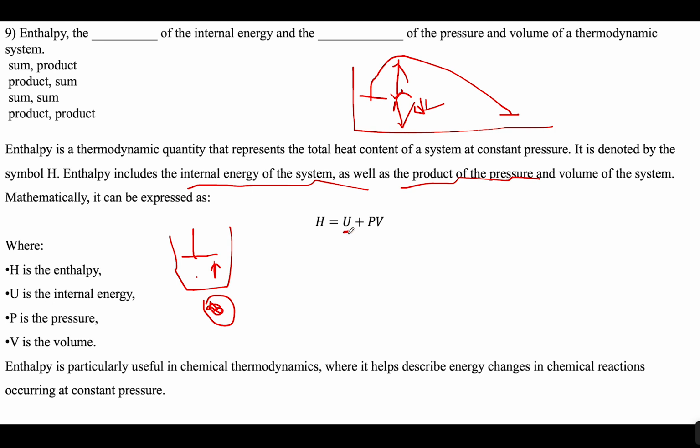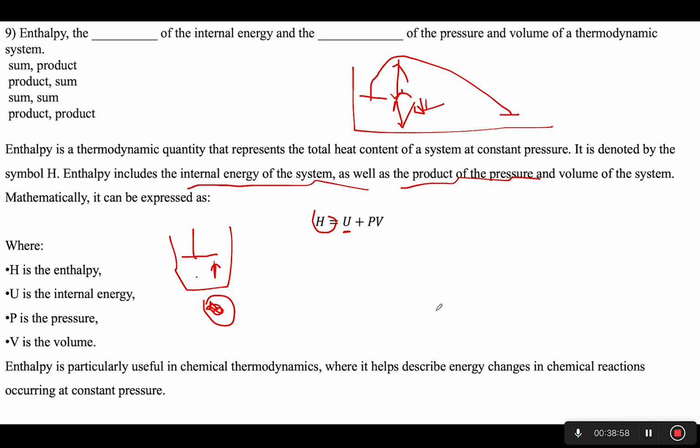So one part enhances the molecular motion, and the other part is due to the motion of the piston, that is, the change in volume. This total is known as the enthalpy. Mathematically, H is the enthalpy, U is the internal energy, P is the pressure and V is the volume. Enthalpy is particularly useful in chemical thermodynamics, as it helps describe the energy changes in a chemical reaction occurring at constant pressure.